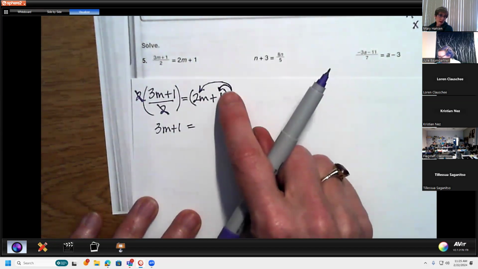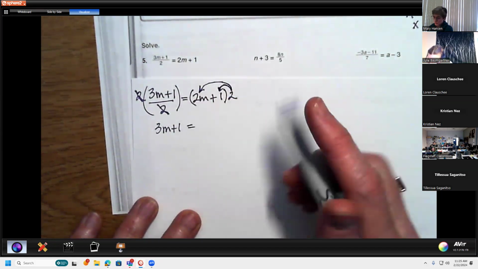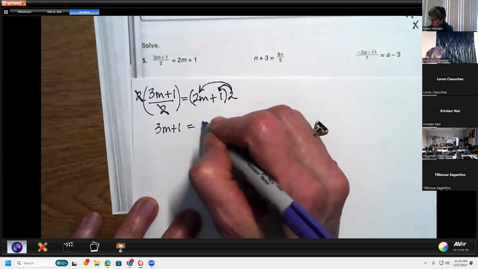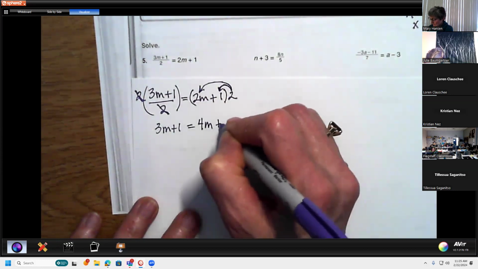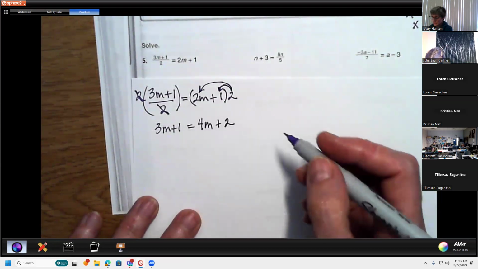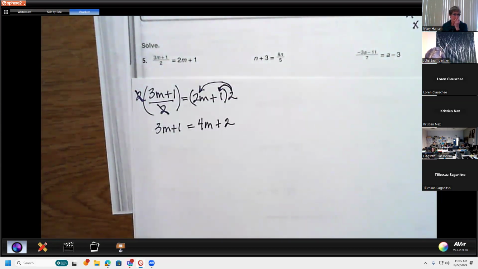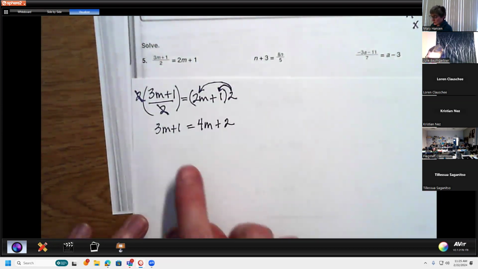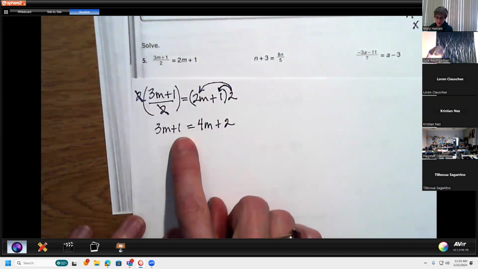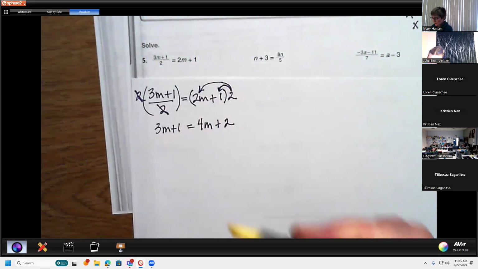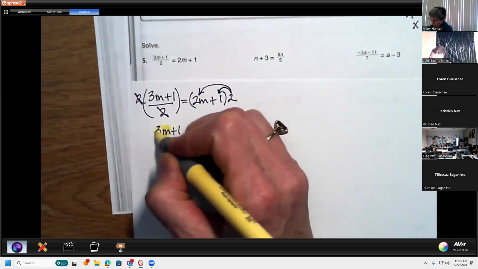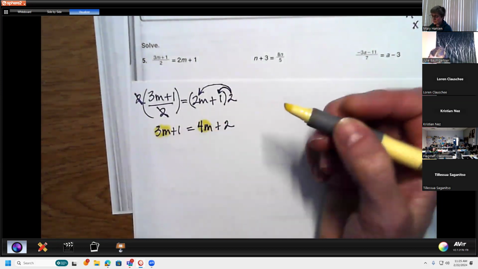I'm distributing that multiply by 2 to each member of the group. 2m times 2 is 4m. And 2 times 1 is 2. Okay, so we've turned this yucky problem into a problem that is not quite a two-step yet, because I've got 3m over here and 4m over here.